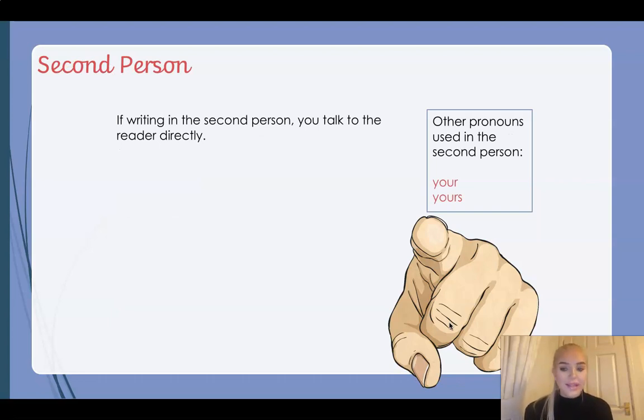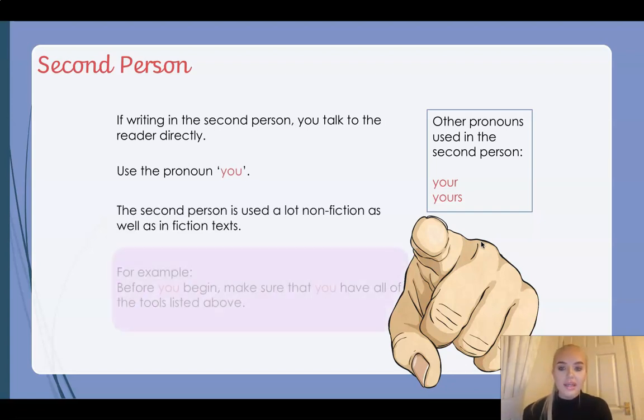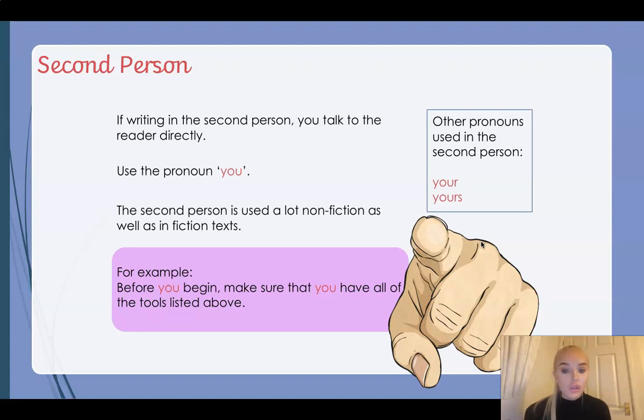The second point of view is second person. So if you're writing in the second person, you talk to the reader directly. And there are only a couple of pronouns that we use when we're writing in second person. And these are your or yours and also you as well. So this uses the pronoun you. And an example of this is before you begin, make sure that you have all of the tools listed below. Or make sure you carry your scissors in a sensible way. Could also be writing in the second person. So when you're writing in the second person, make sure you look out for the pronouns your, yours, or you.